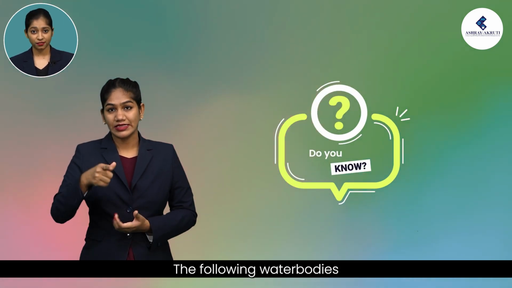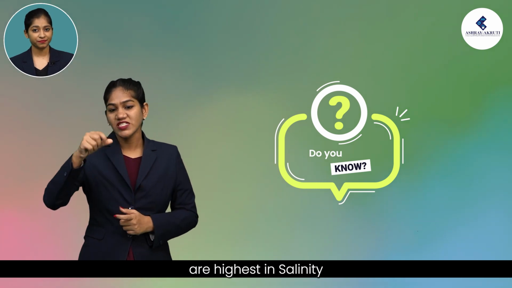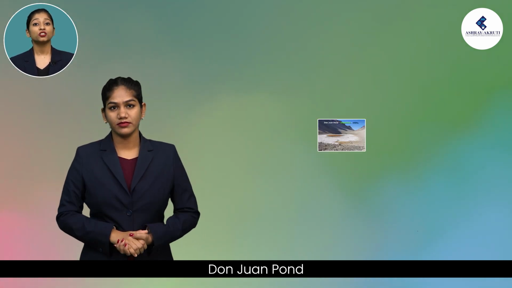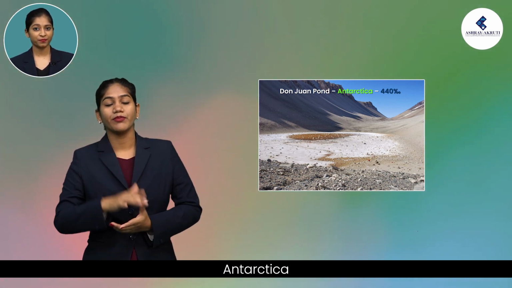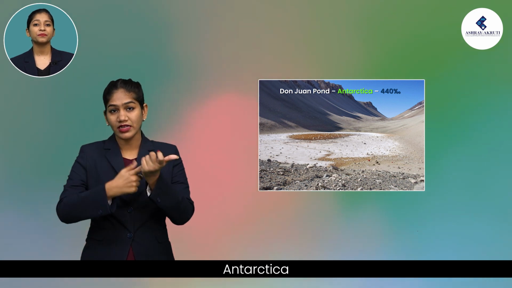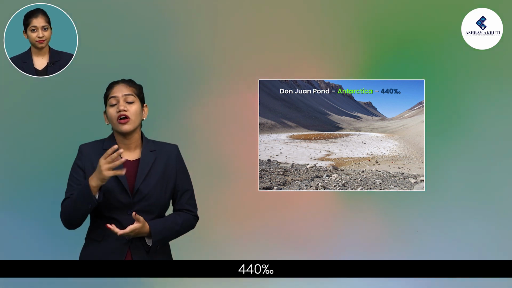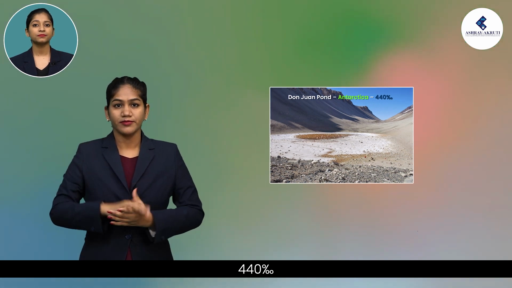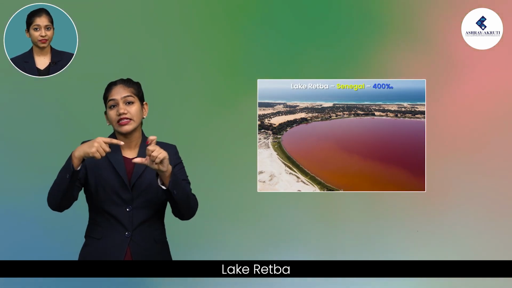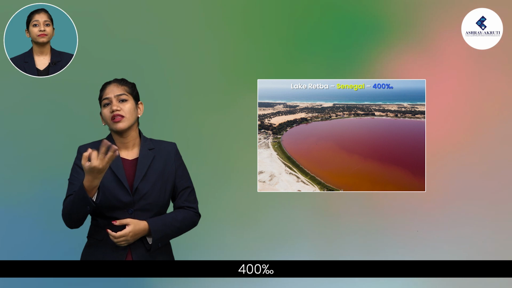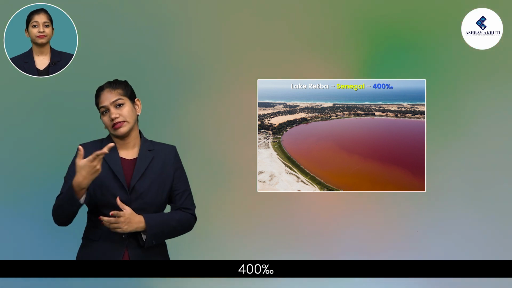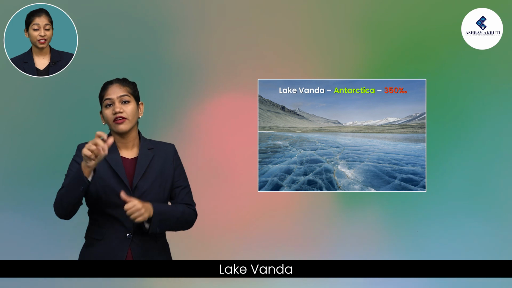Do you know? The following water bodies are highest in salinity. Don John Pond, Antarctica, 440 ppt. Lake Redba, Senegal, 400 ppt. Lake Venda, Antarctica, 350 ppt.